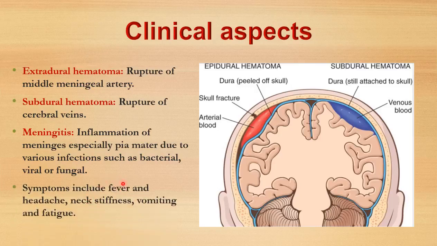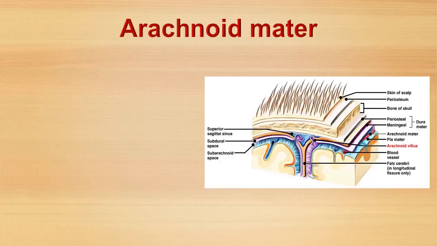Symptoms include fever followed by headache, then you have neck stiffness, vomiting and fatigue. Now, coming to the next layer, the arachnoid mater. So, it is deep to the dura mater. What you are able to see is the arachnoid mater.